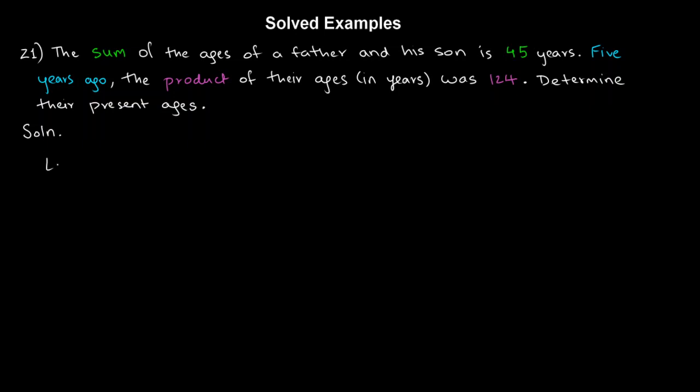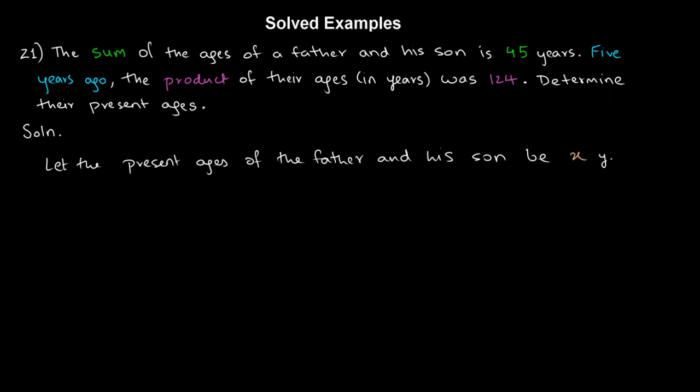So I can say, let the present ages of the father and his son be x years. Now, if the father is x years, the son will be 45 minus x years respectively.